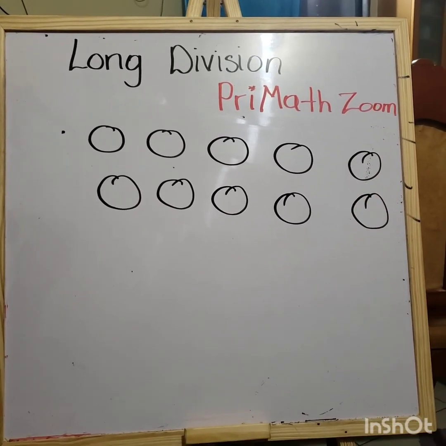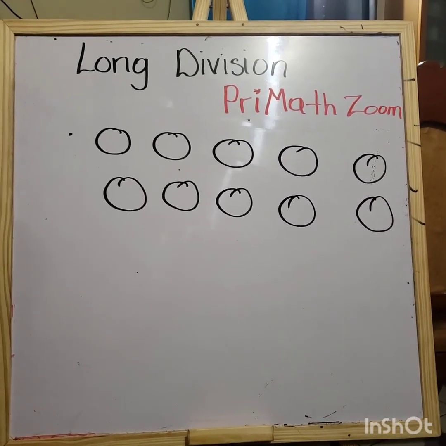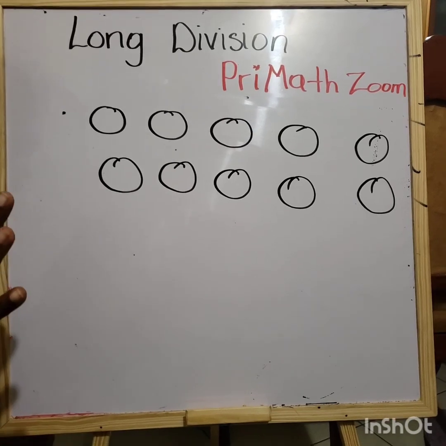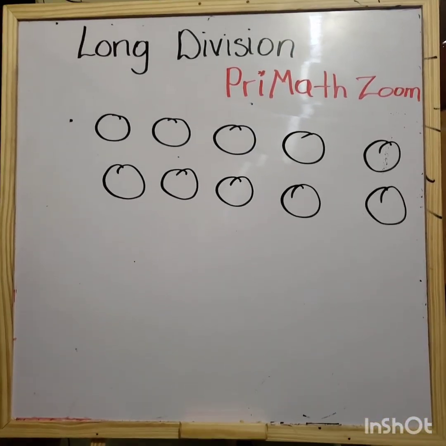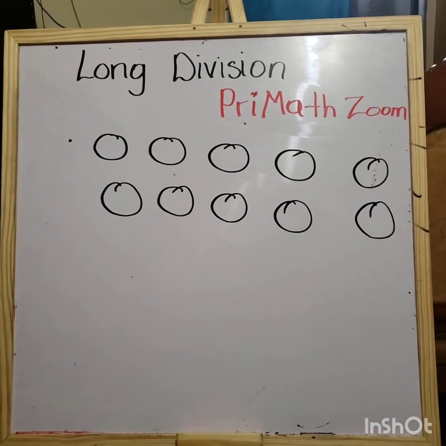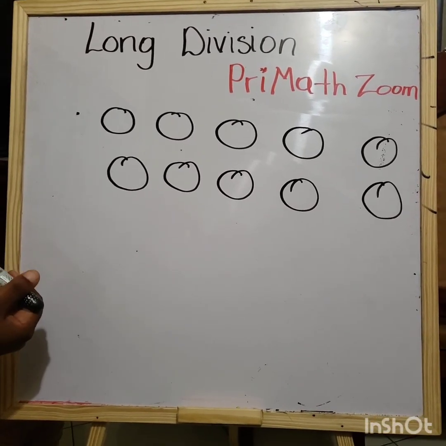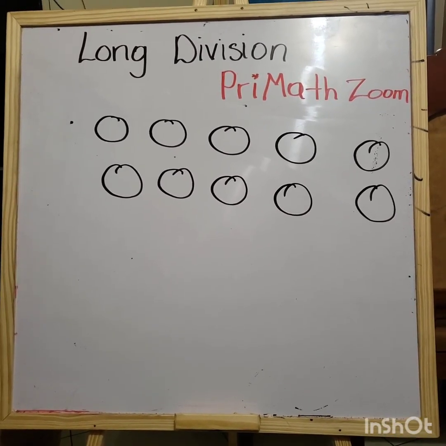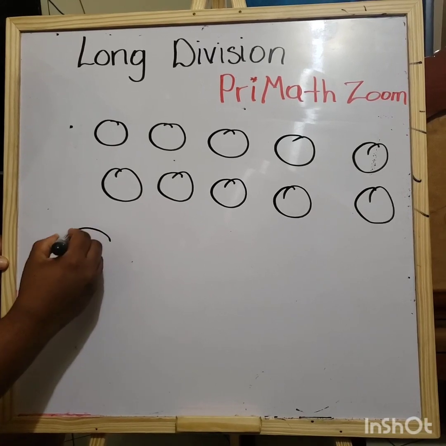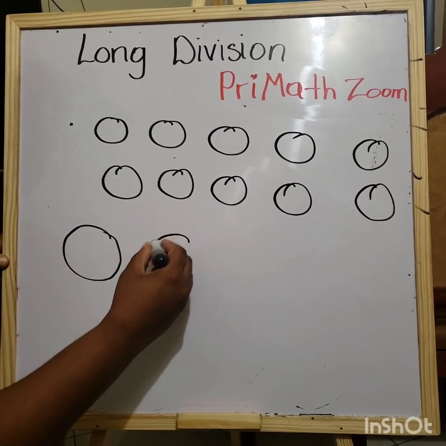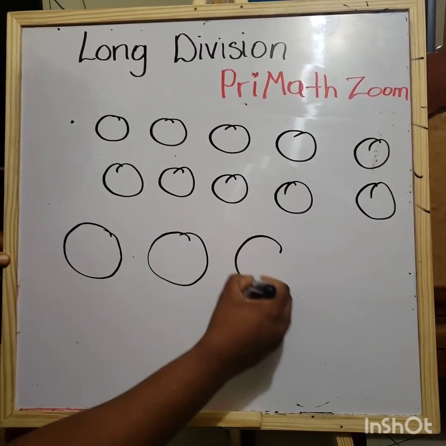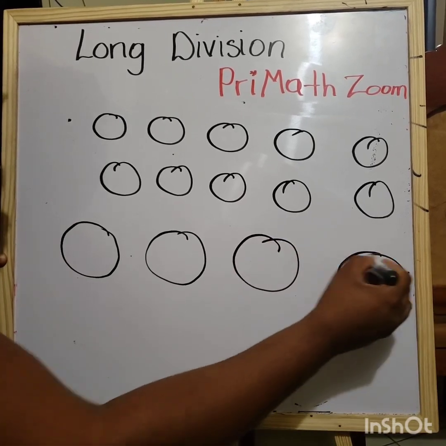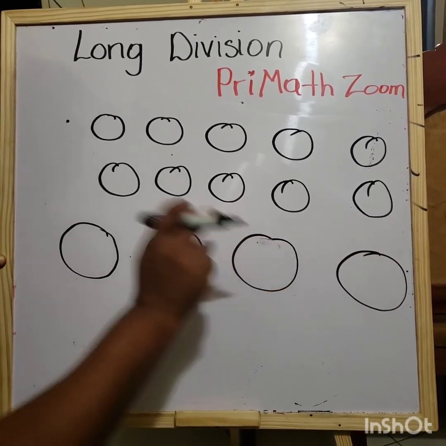So she picked 10 apples and she wants her 4 friends to share it equally. Now, if we know about equal sharing, which we're going to do right now, we would know how to do it. So here we have 4 friends. 1 friend, 2 friends, 3 friends, and 4 friends.